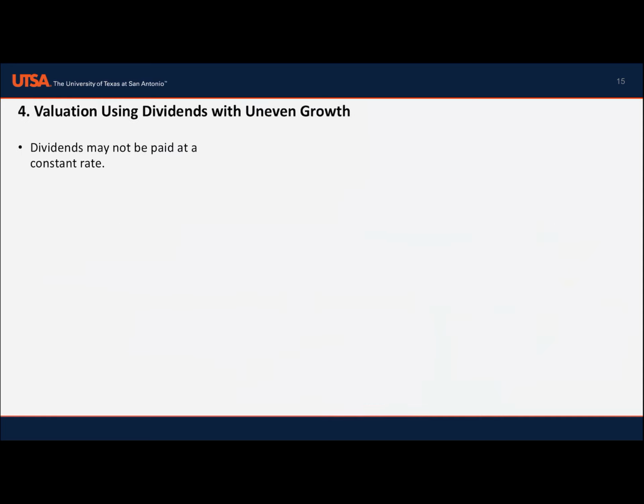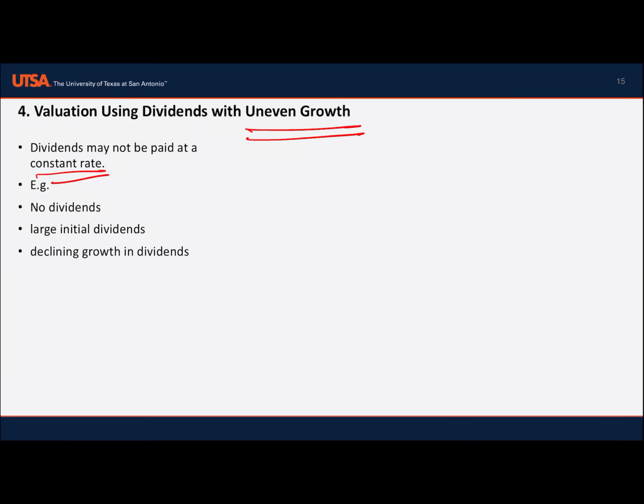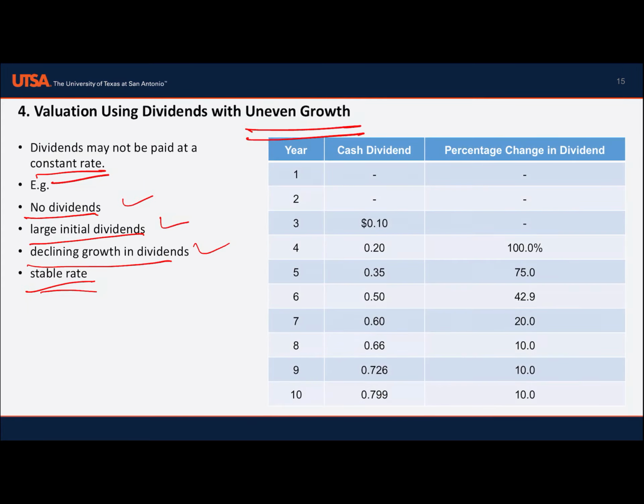Okay, valuation using dividends with uneven growth. Dividends may not be paid at a constant rate. Usually it happens. An example: in some situations, we find no dividends, large initial dividend payments, declining growth in dividends. It's getting complex, or a stable rate of growth. Let's look at this example.